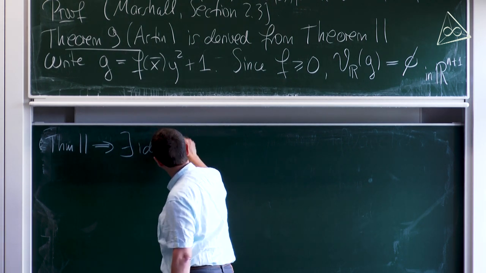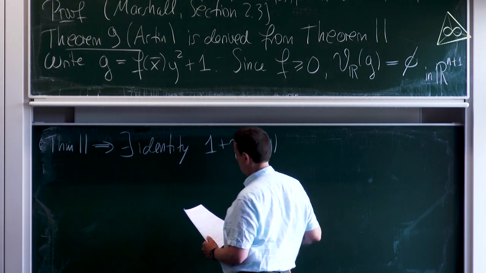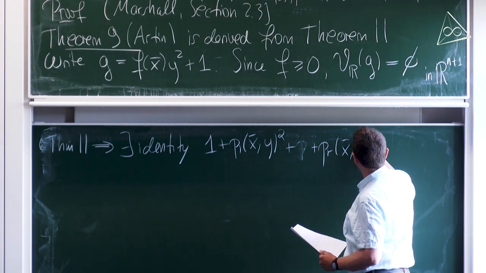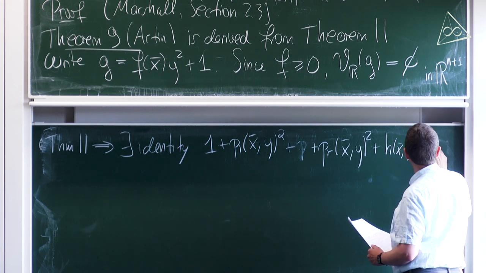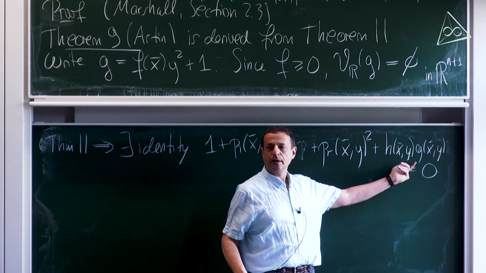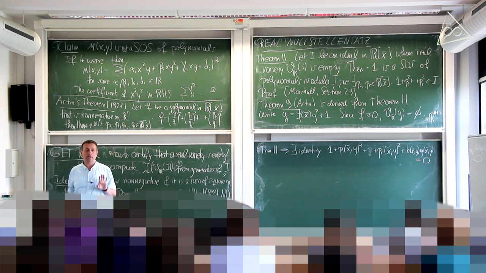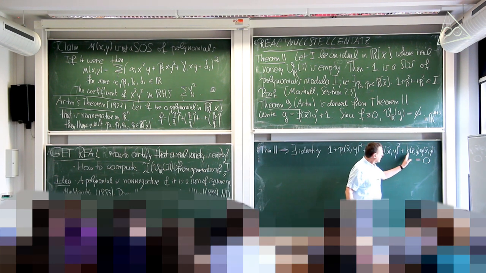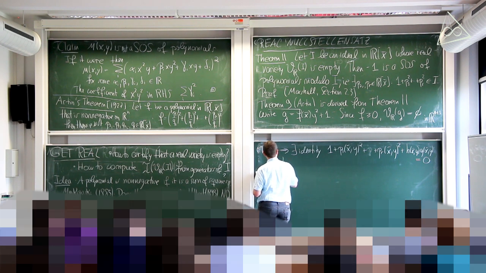There exists an identity of the form 1 plus p1(x,y) squared plus, up to pr(x,y) squared, and then plus h(x,y) times g(x,y), and that's equal to zero, right? So this last term is simply an arbitrary element in the ideal. I'm applying this to the principal ideal generated by g. So the principal ideal generated by g has no zeros, and this just says that 1 plus the sum of squares, plus something in the ideal, is equal to 0. Okay? So now you have to do something similar.